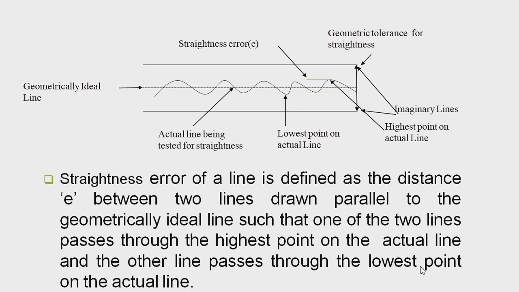Now we can easily see that the distance between the highest point on the actual line and the lowest point on the actual line is called the straightness error. So the straightness error of a line is defined as the distance between two lines drawn parallel to the geometrically ideal line, such that one of the two lines passes through the highest point on the actual line and the other line passes through the lowest point on the actual line.